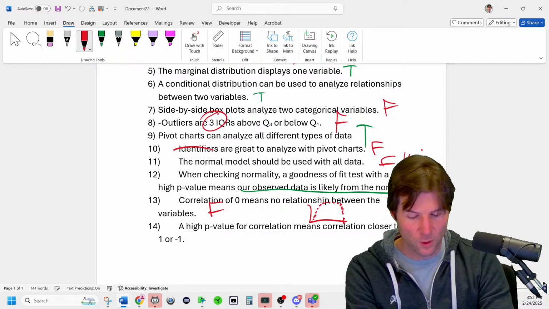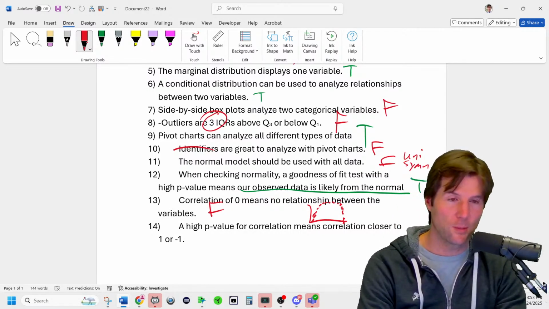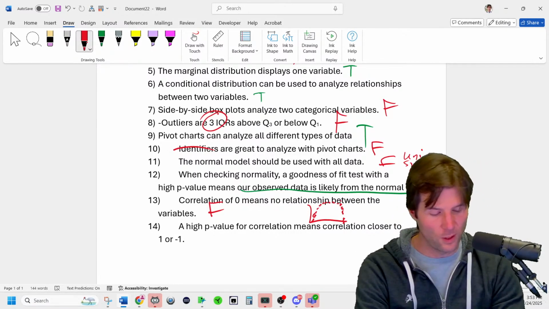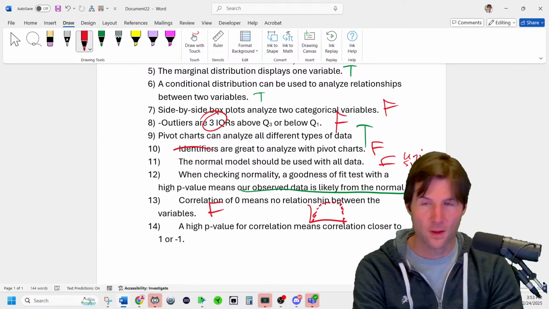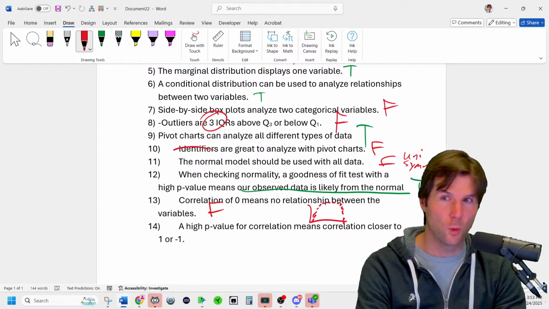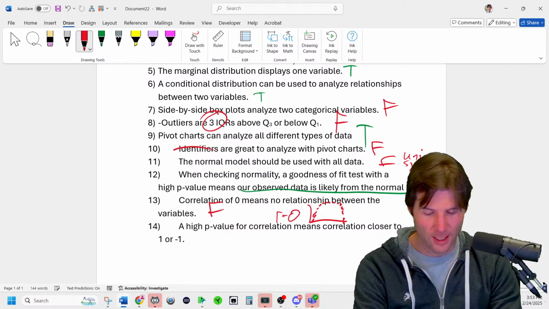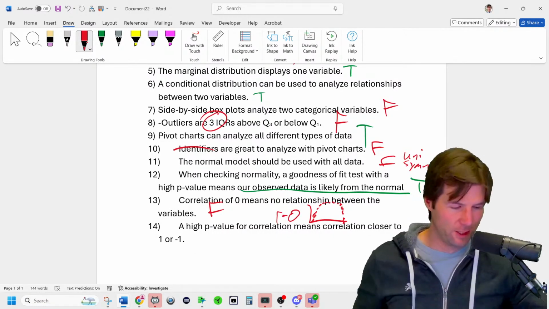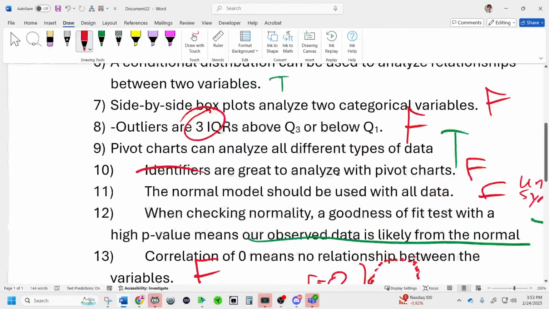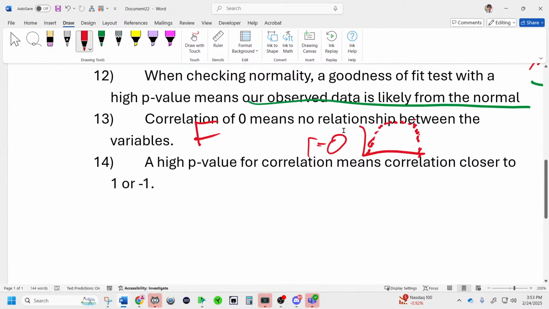Correlation of 0 means no what relationship? Because this has correlation of 0. It has a relationship, but it has no what relationship? So correlation of 0 doesn't mean no relationship. Correlation only measures what relationship? Linear, great job, Elizabeth, right there. It only means linear. So that's false. Correlation of 0 means no linear relationship.